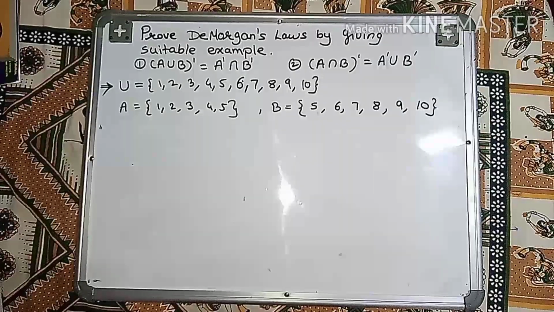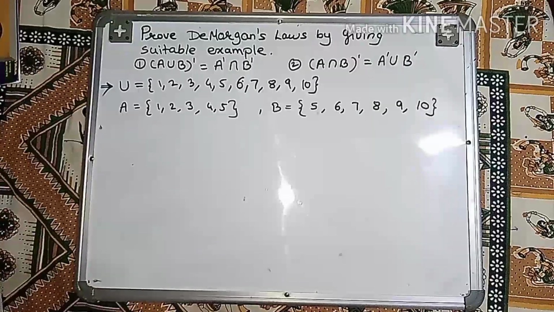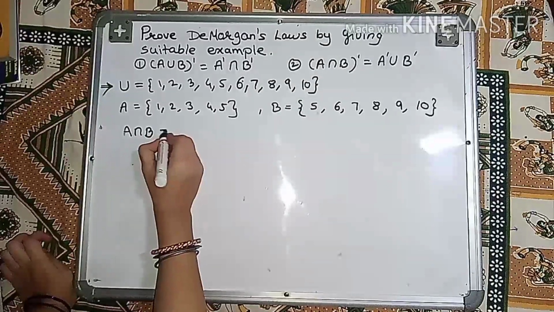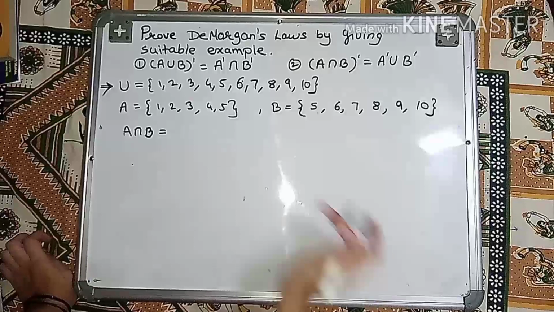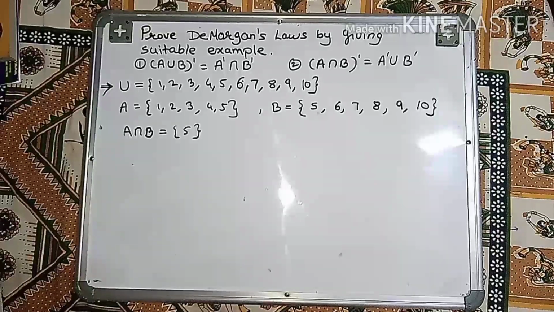Now we will take the second law. What is the second law? Complement of A intersection B is equal to complement of A union complement of B. Here we have taken the universal set 1 to 10. What is set A? 1, 2, 3, 4, 5. And what is set B? 5, 6, 7, 8, 9 and 10. First of all, we will take A intersection B. Now what is A intersection B? A intersection B is 5, because 5 is the common element in both.